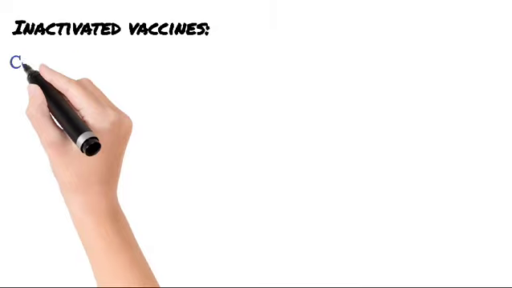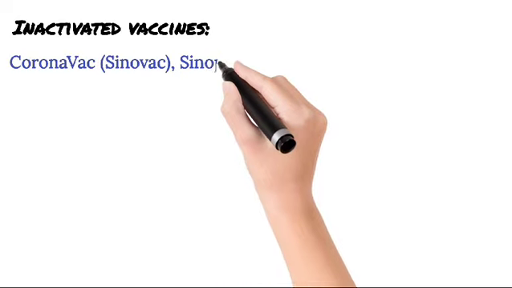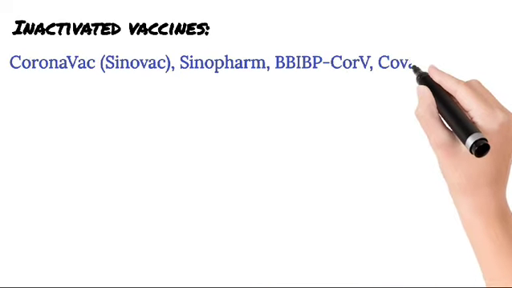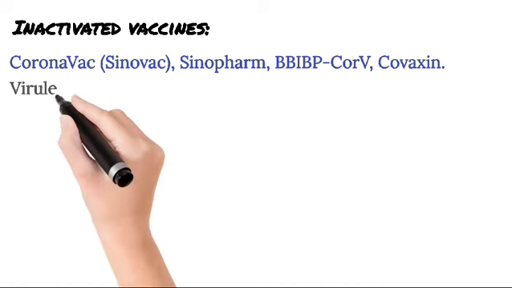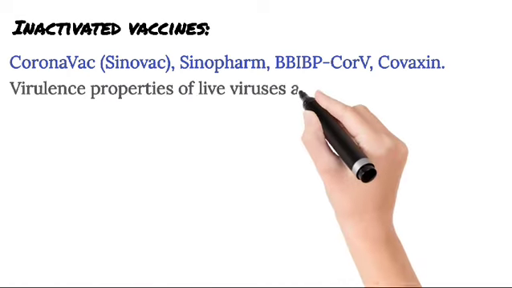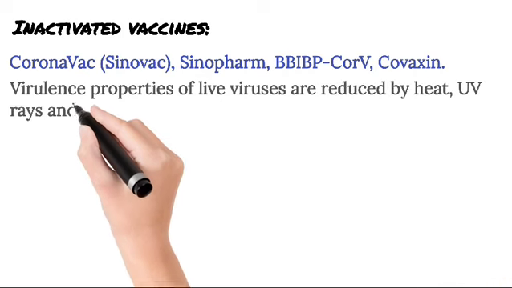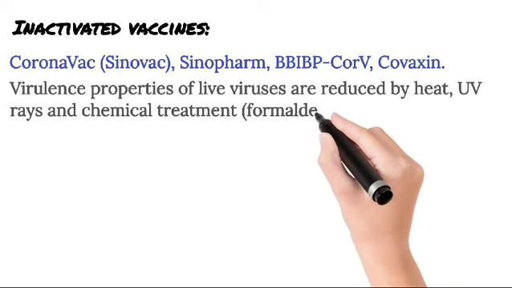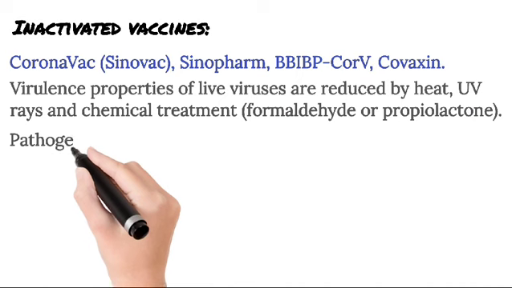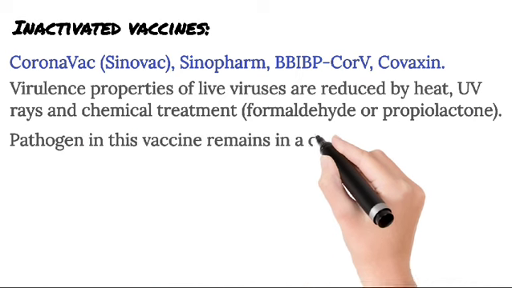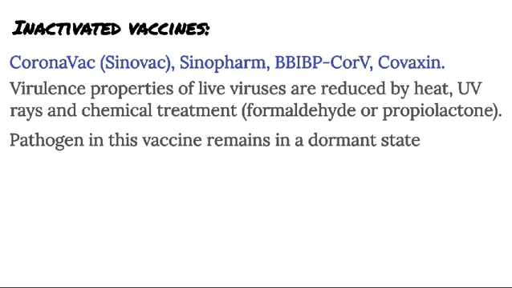First, we see the inactivated vaccines. CoronaVac, Sinovac, Sinopharm, BBIBP-CorV, and Covaxin are the examples for inactivated vaccines. In an inactivated vaccination, the virulence properties of live viruses are reduced by heat, UV rays, and chemical treatment, formaldehyde or propiolactone. The pathogen in this vaccine remains in a dormant state.